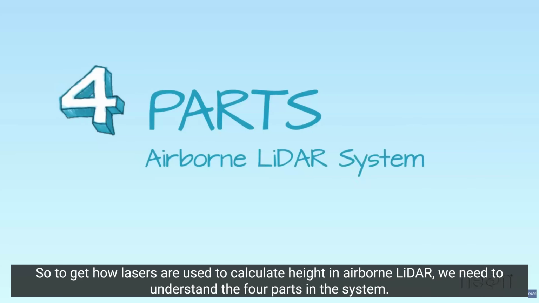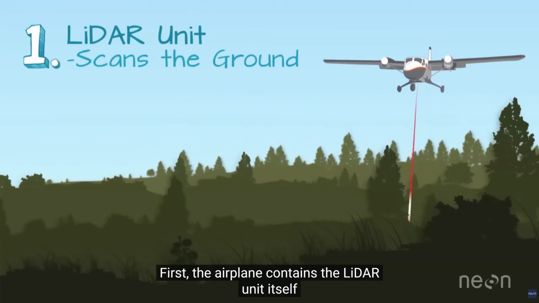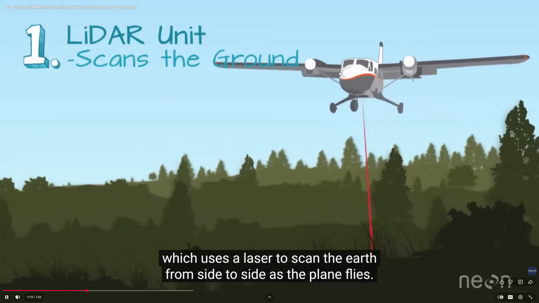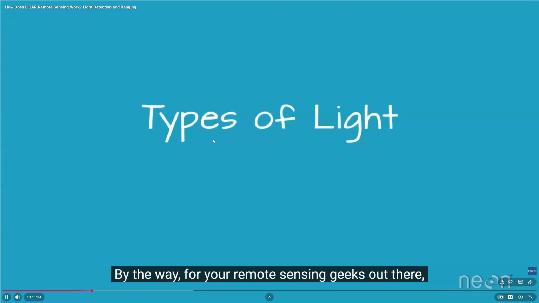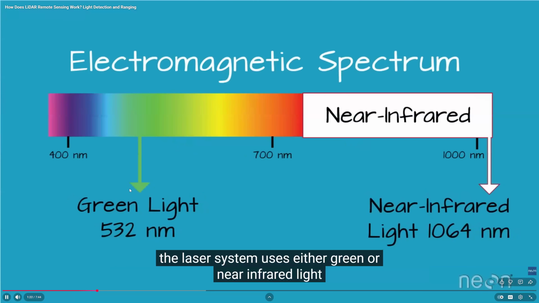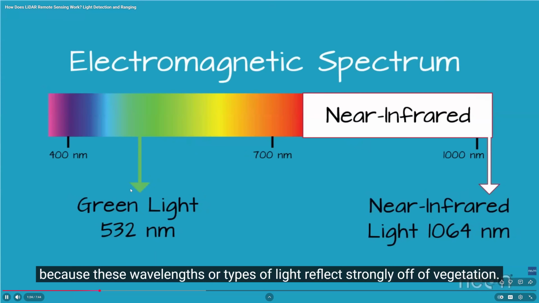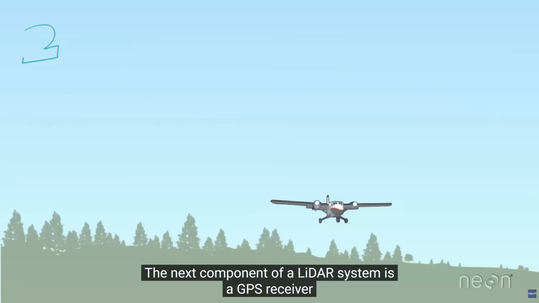So here are the four parts of the airborne LIDAR system. First, there's the energy transmitter coming out of a port from the bottom of the aircraft, scanning the laser. And it's using either green or near infrared light. And that's because these have good vegetation responses.